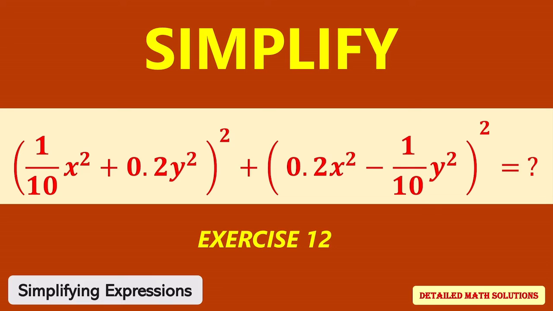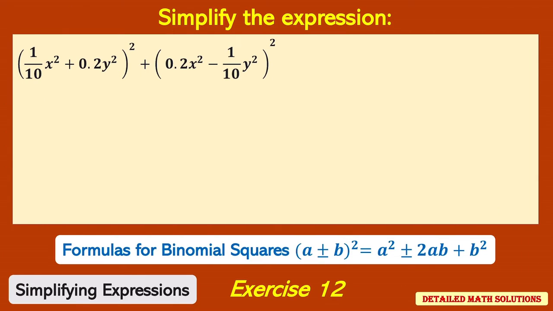In this video, I'm going to write step by step how to simplify the algebraic expression displayed on the screen. To solve this exercise, I'm going to use the formulas for binomial squares. (a ± b) squared equals a squared ± 2ab plus b squared.